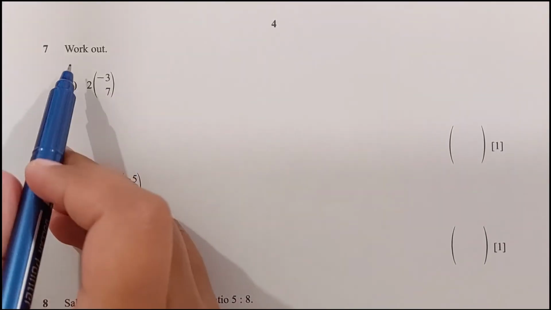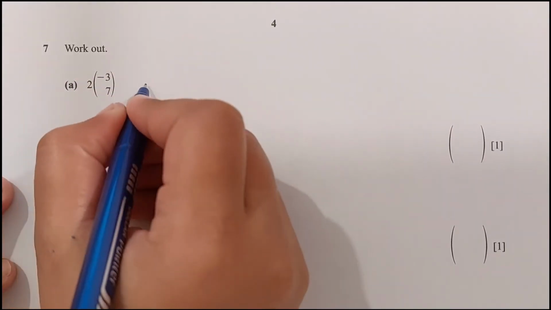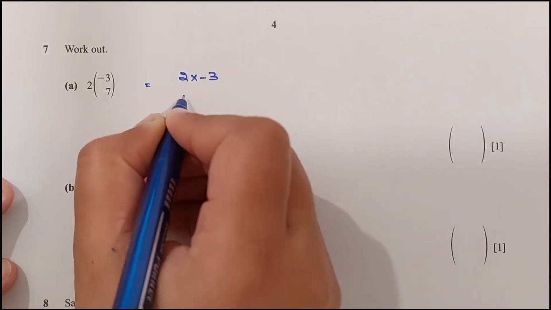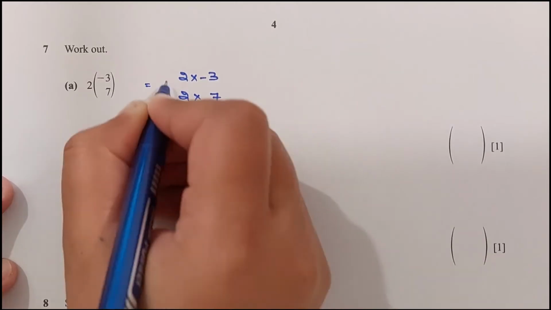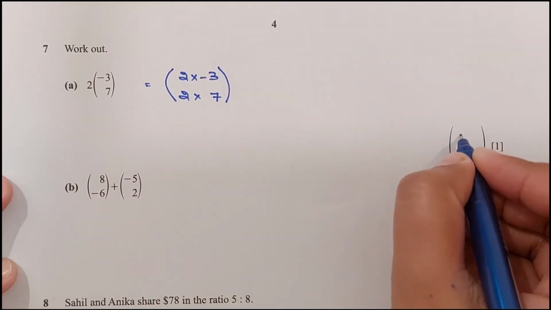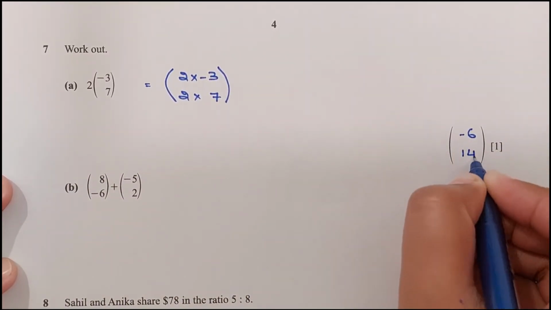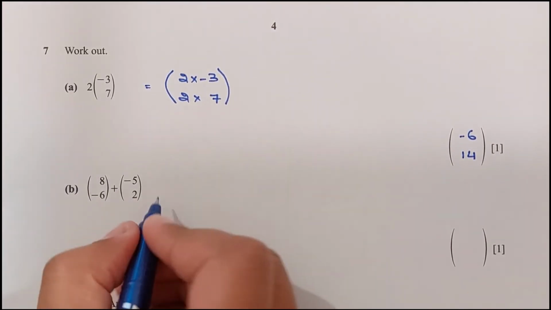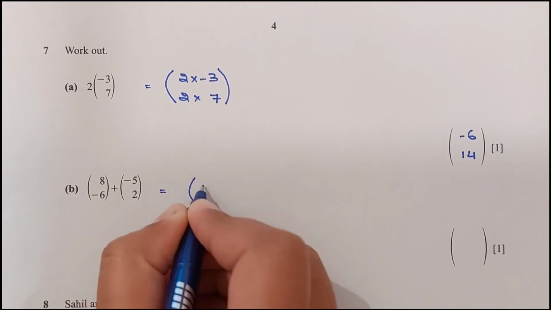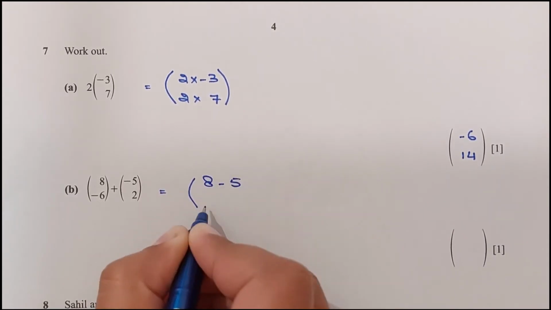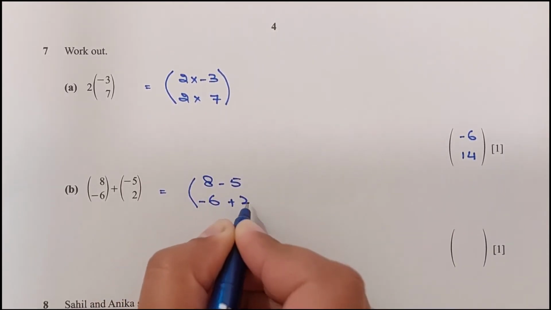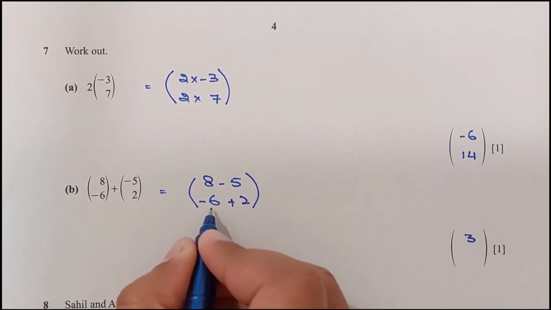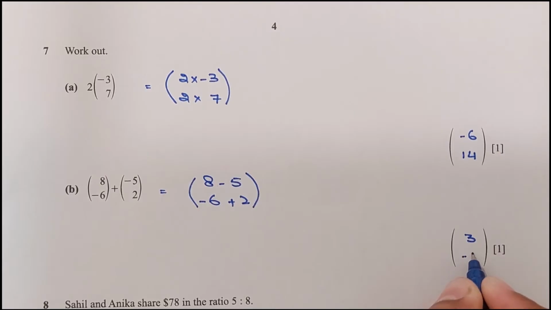Question number 7, work out part A. In this we have to do 2 times minus 3 and 2 times 7. So 2 times minus 3 is minus 6 and 2 times 7 is 14, right? Now for part B, let me add the 2 matrices, that is 8 minus 5 and minus 6 plus 2. So 8 take away 5 is 3 and minus 6 plus 2 is minus 4.